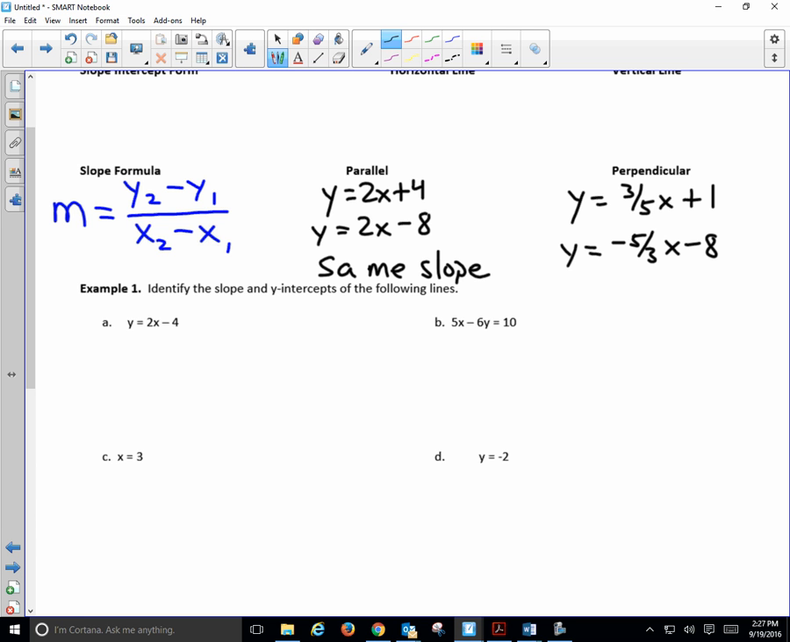The next two are perpendicular. What do you notice about the slopes of the lines that are perpendicular? I have 3/5 and -5/3. They are opposite, and opposite means if one was positive, the other one's negative. They're not just opposites, they're also, starts with an R, opposite reciprocals.